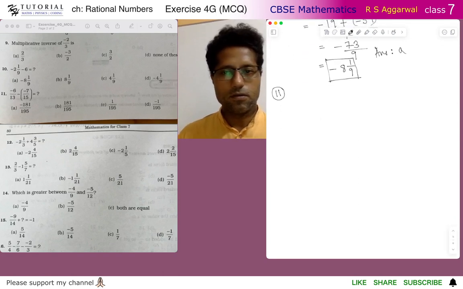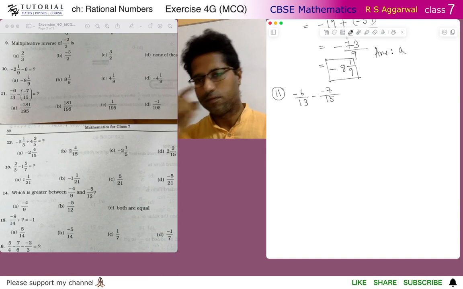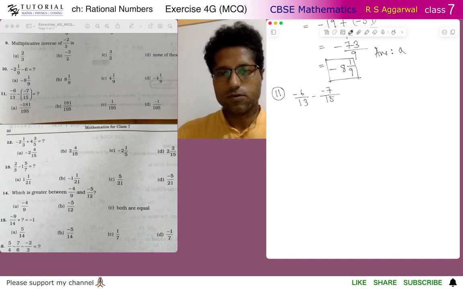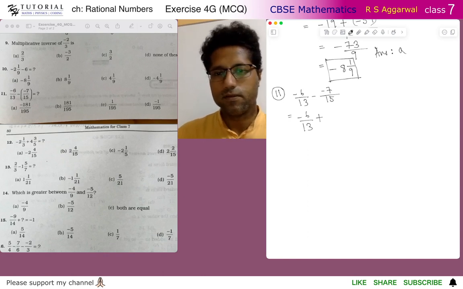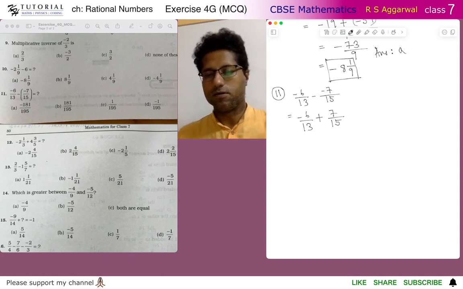Question 11 says to find the value of minus 6 by 13 minus 7 by 15. So this is a subtraction of rational numbers, and this can be converted to minus 6 by 13 plus the additive inverse of minus 7 by 15, that is 7 by 15. So now we have to add these two rational numbers where the denominators are different.